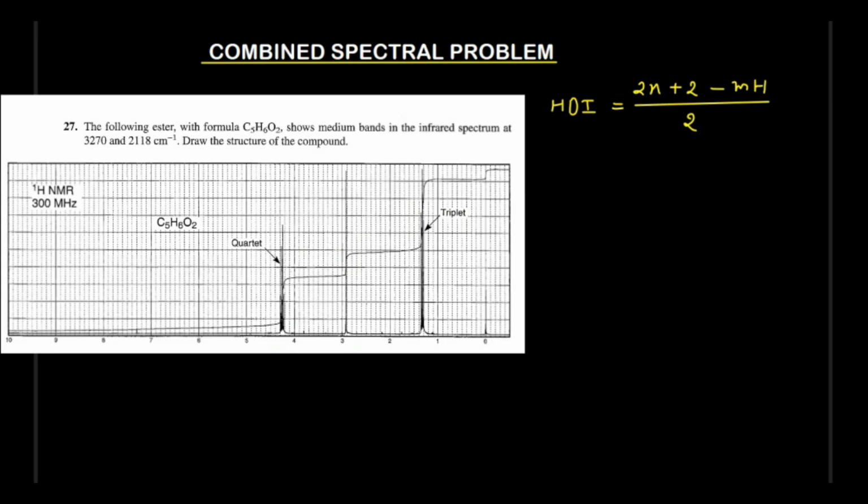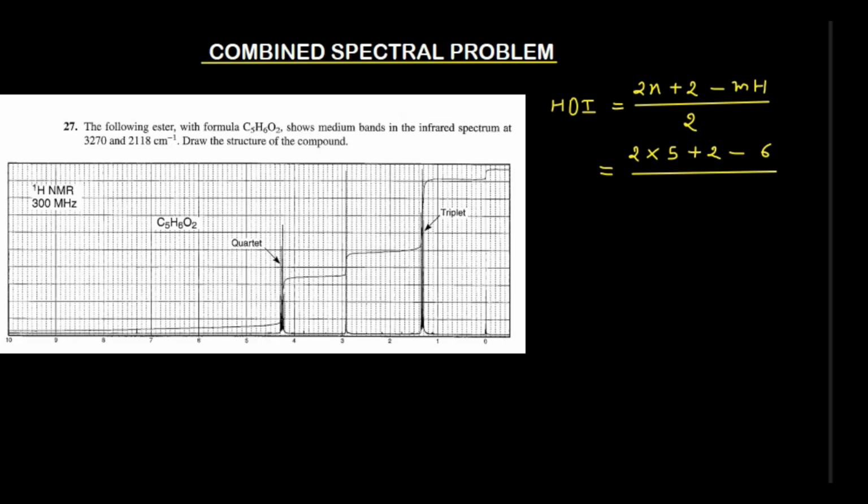First we'll calculate the index of hydrogen deficiency, which will give you information about the unsaturation present in the molecule or the number of rings present in the molecule. So how to calculate the hydrogen deficiency index? The formula is given here. HDI equals 2N plus 2 minus H, where N is the number of carbon atoms, and your carbon atoms are 5, which is given in the question, and H is the number of hydrogen atoms, and the number of hydrogens is 6, and this is divided by 2.